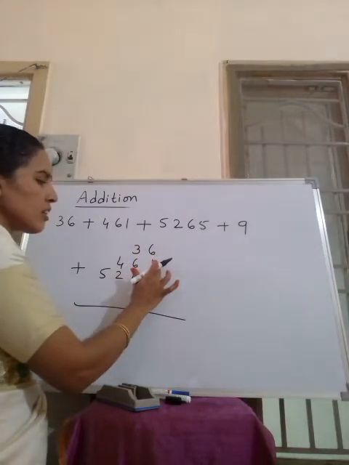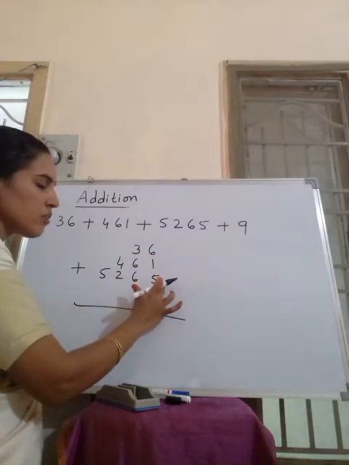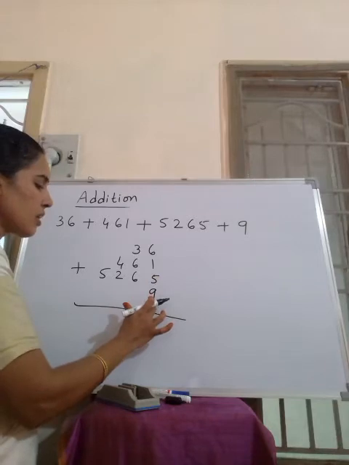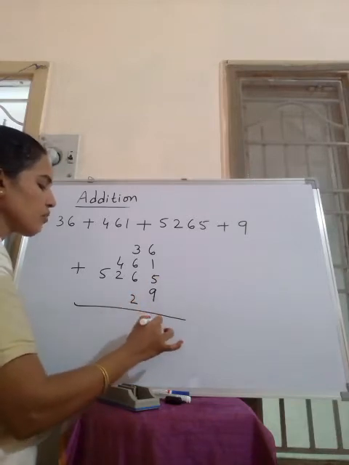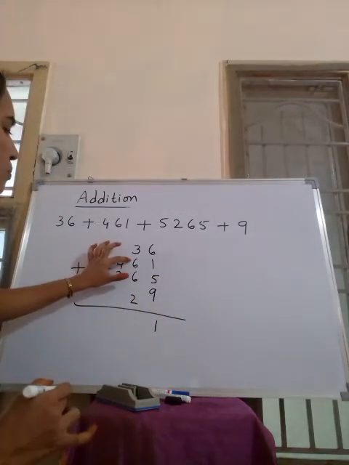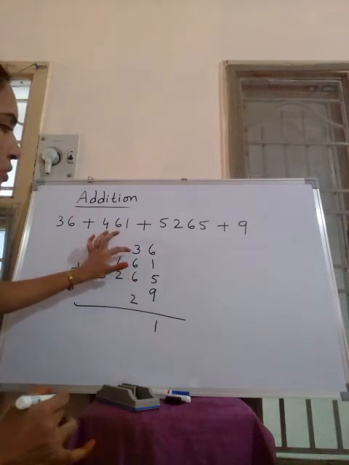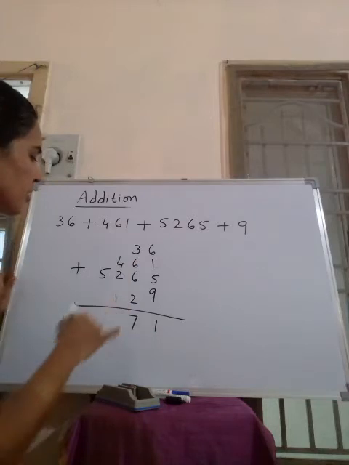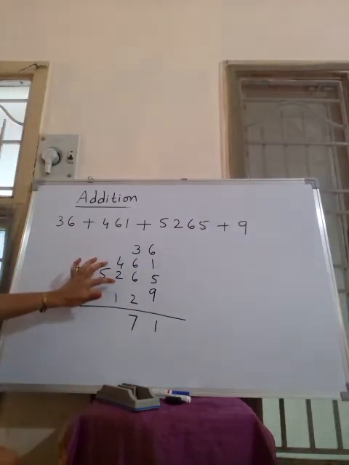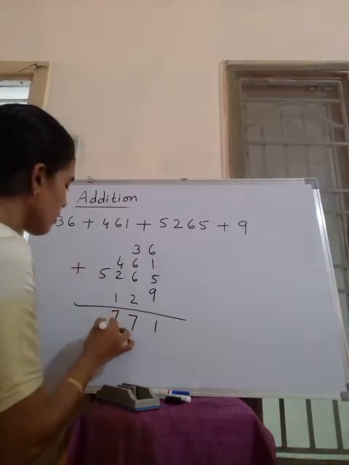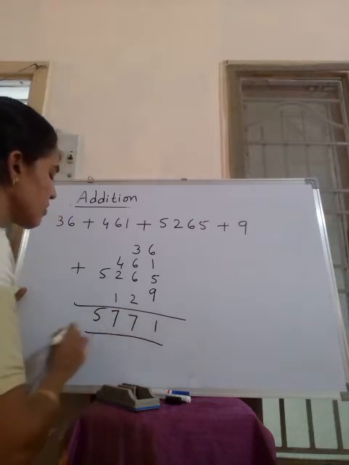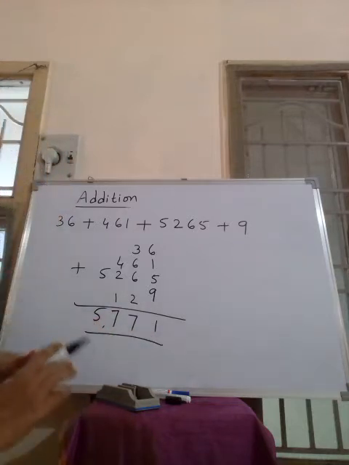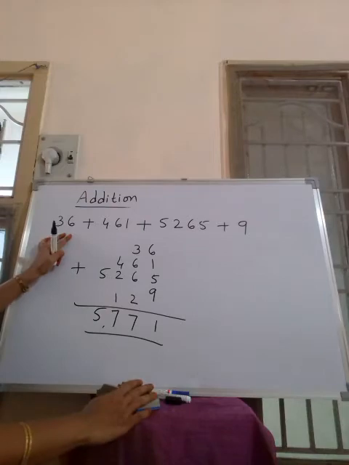6 plus 1 is 7. 7 plus 5 is 12. 12 plus 9 is 21. Now 6 plus 6, 12, 13, 14, 15. 15 plus 2, 17. You can add in any order, no problem. 4 plus 2, 6 plus 1, 7 and 5. The answer is 5771. Okay, now this is the direct question.